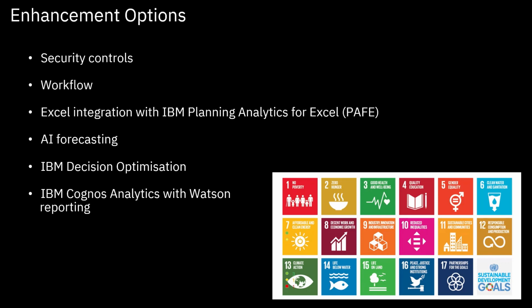Planning Analytics for Excel gives users access to all the data in this model in a fantastic Excel add-in, so they can use it in a familiar environment and do their own reporting. AI forecasting is available in Planning Analytics with Watson to predict future results based on trends seen in the actual data to help set achievable targets. And also IBM Decision Optimization and integration with Cognos Analytics for reporting, but I'll let Sasha and Andy cover those off in more detail later on.